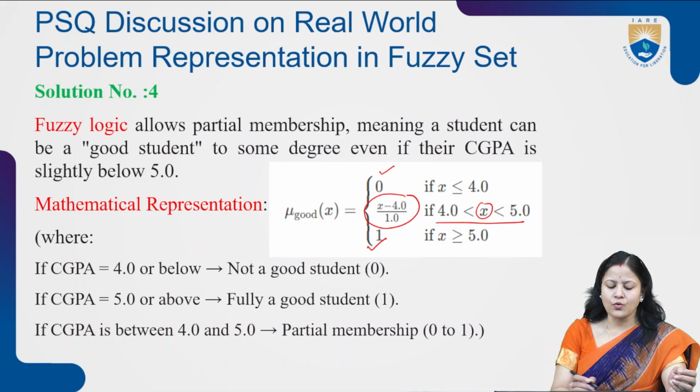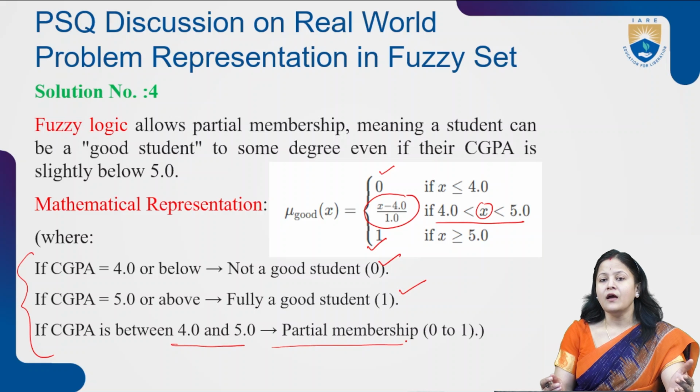Now here, as I told, if CGPA is 4 or below, then it is considered as not a good student, whose membership value would be 0. If the CGPA is 5 or above, then the student is considered as a good student, whose membership value will be 1. If the CGPA is between 4 and 5, then there will be partial membership, and the value will lie between 0 and 1. Not exactly 0, not exactly 1, but in between 0 and 1. That is why fuzzy logic supports partial membership. So to handle partial membership, we should be aware of this membership function.